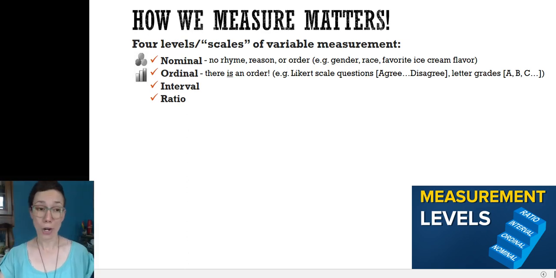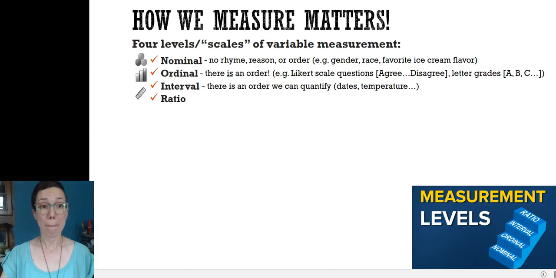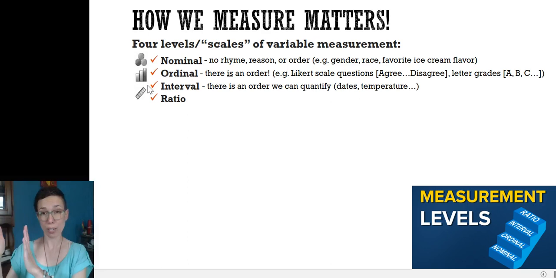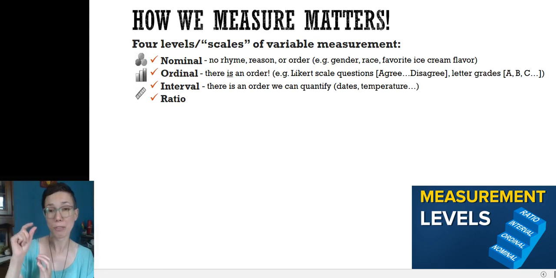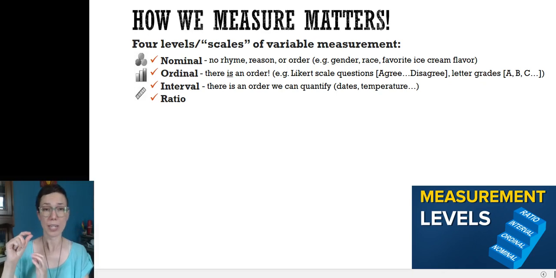Now, interval and ratio are very similar. Both of these are essentially numbers, hence the little scale you see here. Nominal, reflected in circles, no rhyme or reason. Ordinal is kind of like steps. We can put them in an order, but we don't necessarily know the specific differences between, say, strongly agree and agree. We can't measure that difference the same way that we can with interval and ratio level data, which involves data where there is an order that we can specifically quantify.